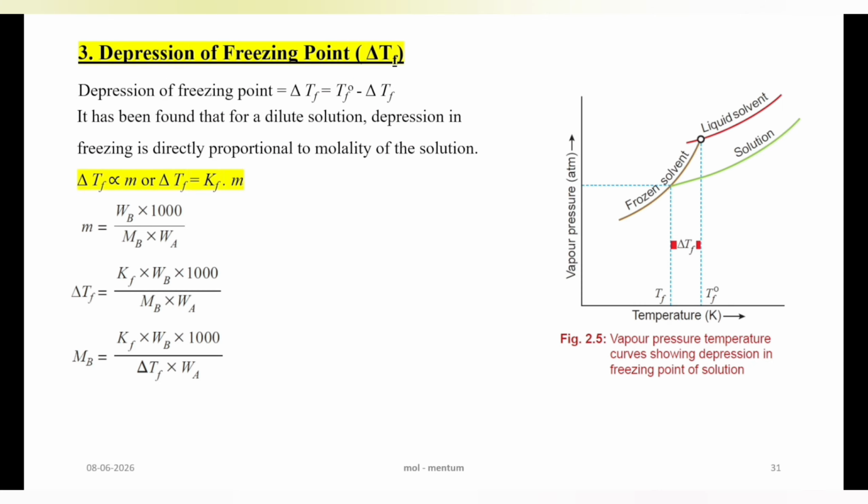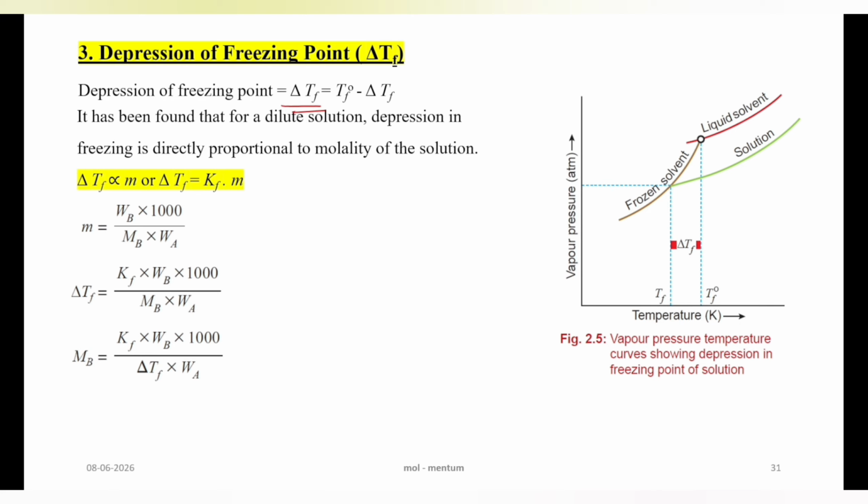Third part, depression in freezing point. It is represented as delta TF. Again the same thing. First understand this graph. So what is freezing point? Freezing point of any substance is the temperature at which the solid and liquid phases of the substance coexist.